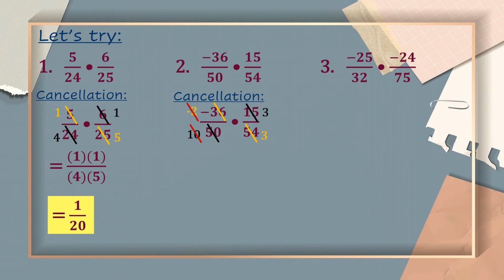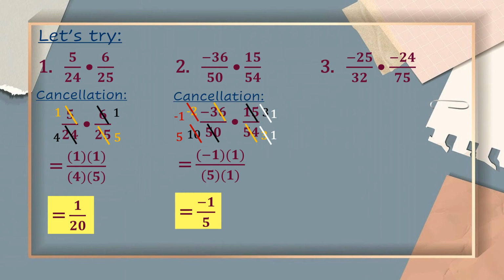Pareho silang pwedeng i-divide ng 2. So, divide natin si negative 2 ng 2, we will have negative 1. Si 10, i-divide natin ng 2, we will have positive 5. So, another pair na pwedeng i-cancel ay si 3 and si 3. So, divide natin ng 3. 3 divided by 3 is 1. Then, the other one is also 1. So, the numbers now are negative 1 and 1 for the numerators and 5 and 1 for the denominators. So, i-multiply natin. Negative 1 times 1 is equal to negative 1.